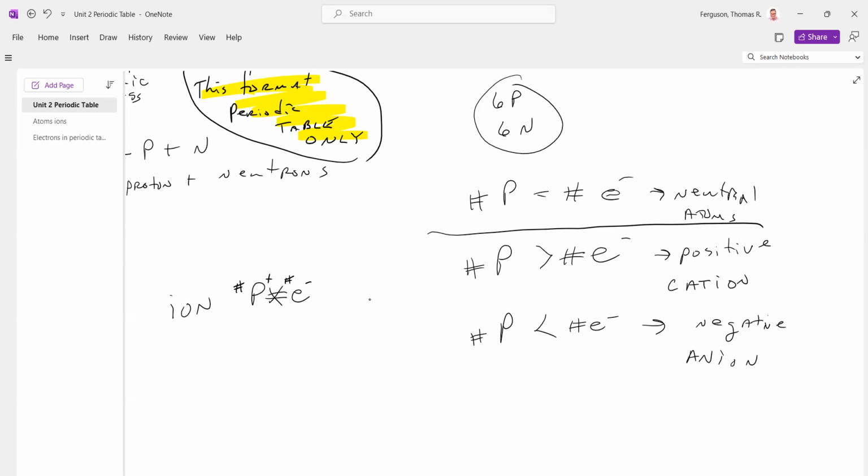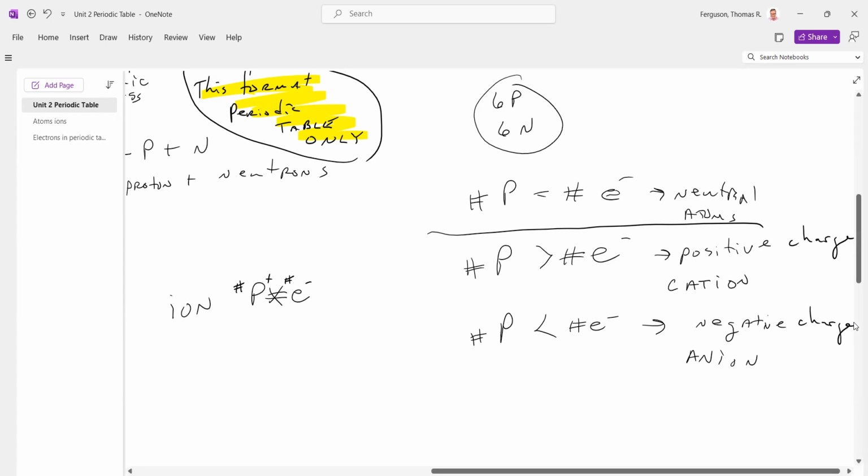So there are two situations. If the number of protons is greater than electrons, it ends up being a positive charge, and it's called a cation. It gets its name from being attracted to the cathode of a battery, inside the battery. That's where the cat part comes from.